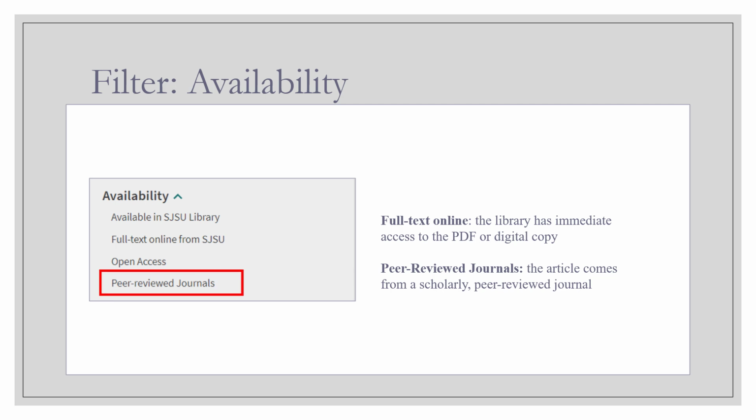Peer-reviewed journals is the other filter in availability that is important when searching for articles. It's likely that your research requires scholarly, peer-reviewed articles, and this filter is an excellent way to see only those types of articles.